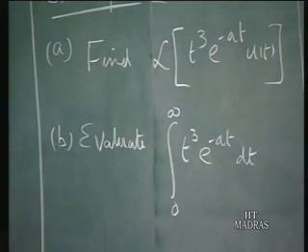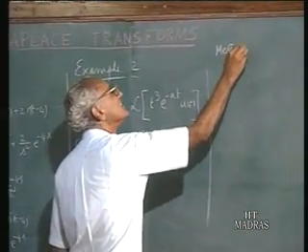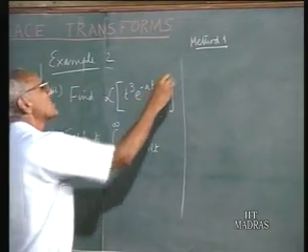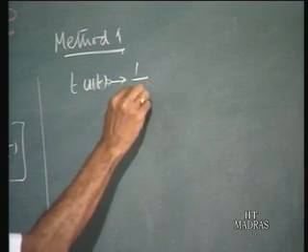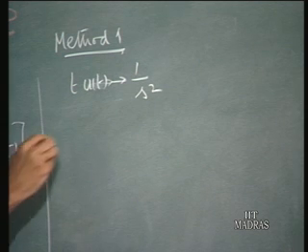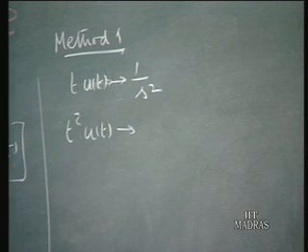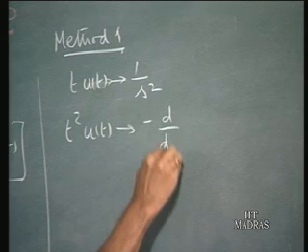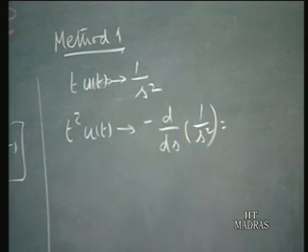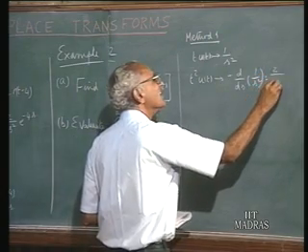Now, to find this out, let us say, method 1. We start with the Laplace transform of t u(t), which is 1 over s squared. t squared u(t) is minus d by ds of 1 over s squared, because this is multiplied by t. Multiplication by t in the time domain corresponds to the negative of the derivative in the s domain. So, minus d by ds of 1 over s squared, which of course is 2 upon s cubed.